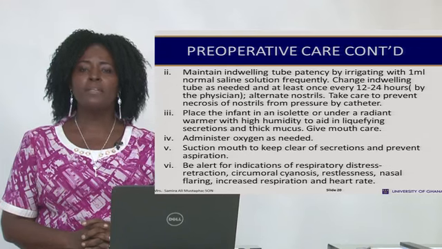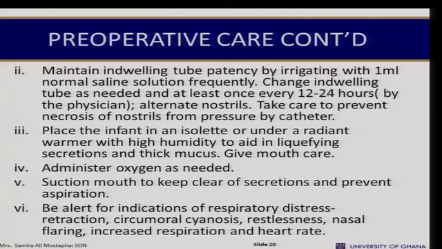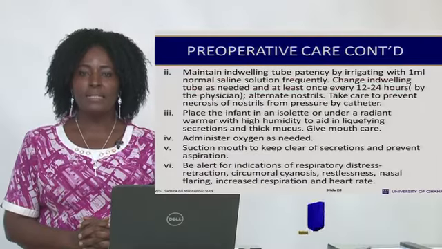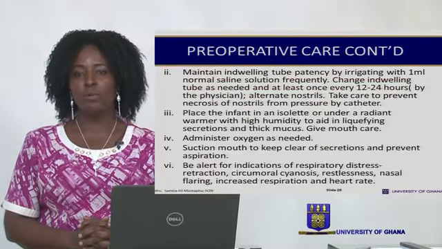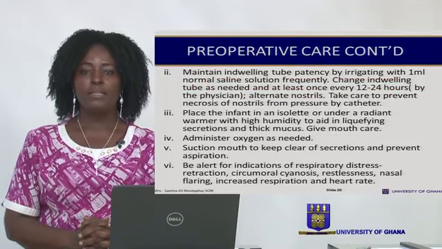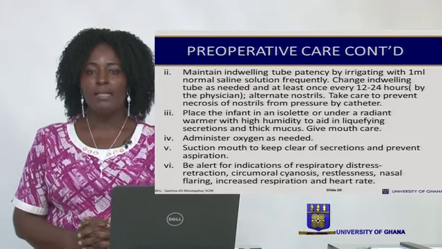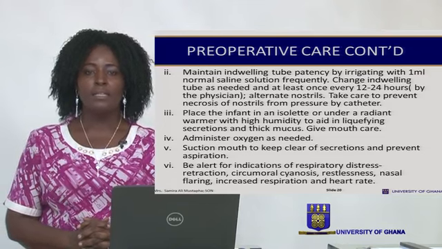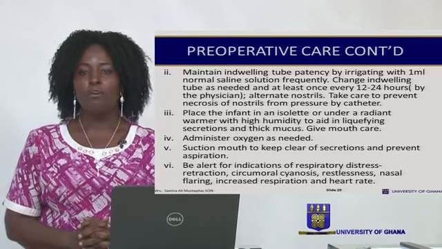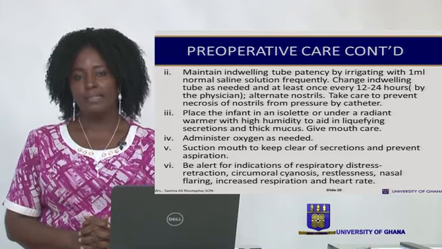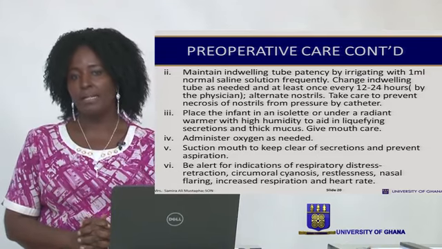And then preoperative care. You maintain the indwelling tube and ensure that it is patent by irrigation with 1 ml normal saline solution frequently, and then we change the catheter frequently as needed, at least once every 12 to 24 hours by the physician. And then we alternate the nostrils and take care to prevent necrosis of the nostrils from pressure by the catheter. So it's very, very important that we pay attention.